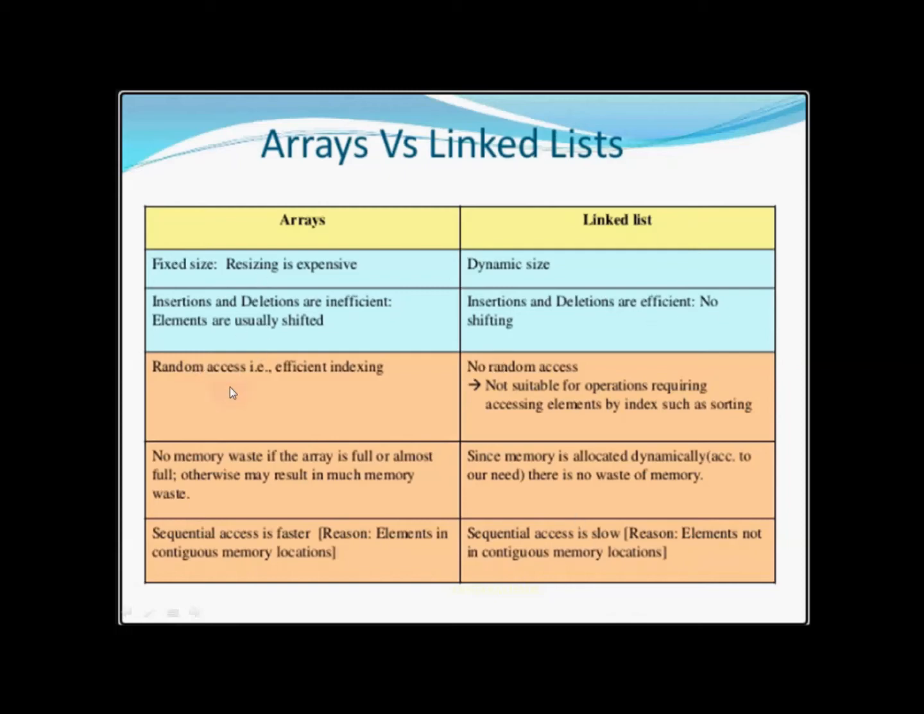In arrays, we can access the element randomly. In a linked list, we can't access the element randomly. In arrays, there is no memory waste if the array is full or almost full; otherwise it may result in much memory waste. In a linked list, since memory is allocated dynamically, there is no wastage of memory. In arrays, sequential access is faster. In a linked list, sequential access is slow.